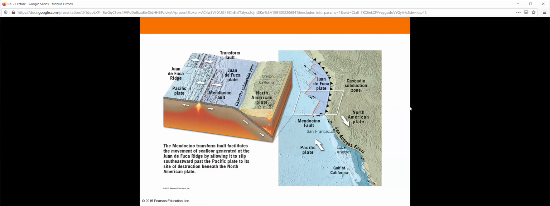So sometimes plates will move more or less parallel with each other. In this case, the Pacific plate is moving towards the northeast. The North American plate is moving towards the southwest. They're sliding along each other. The point where they are sliding is the San Andreas Fault system.